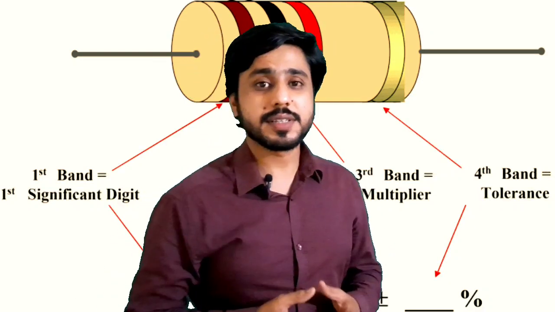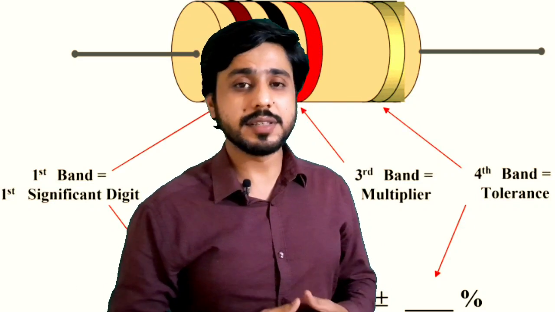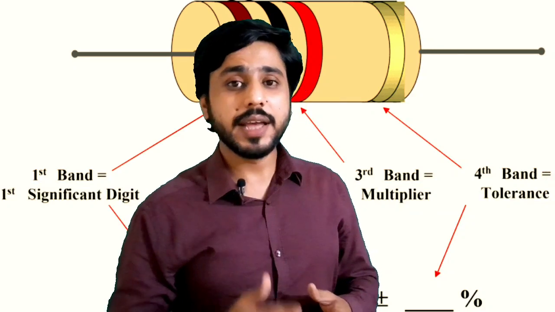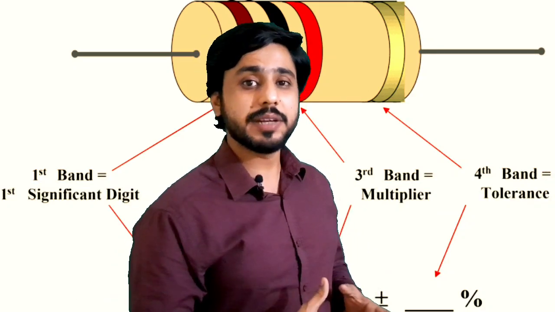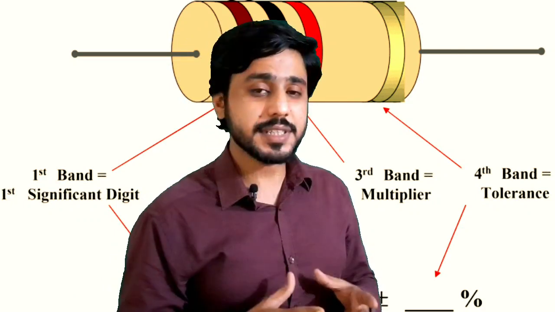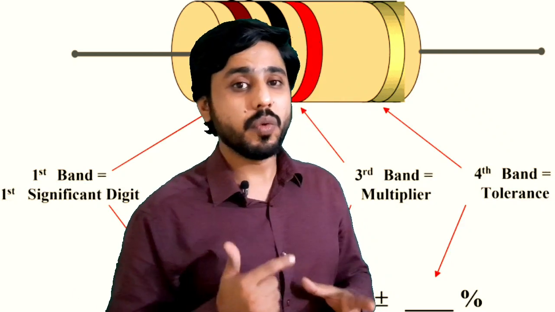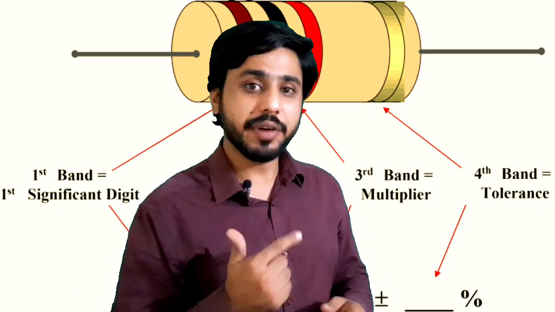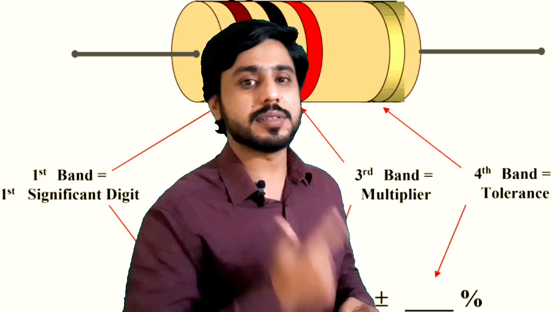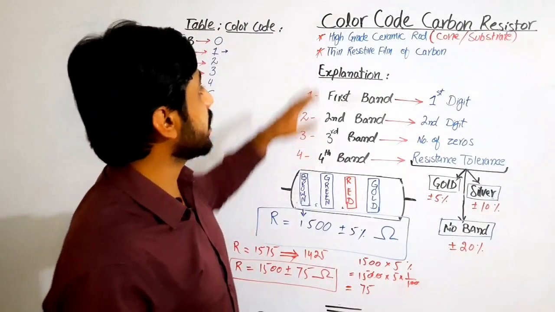First of all, we discuss the definition, then we explain how we can find the resistance of a color code carbon resistor, how it is manufactured in industry, why we use it, and the physics about how and why. So we will discuss why we use color code and why we use a color code carbon resistor. Let's start our lecture.